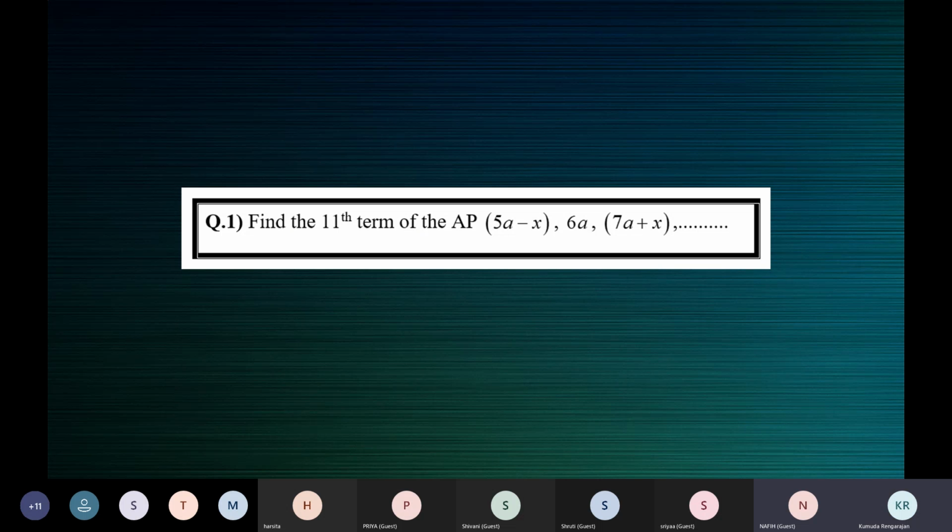I'm sure you're all trying out the sums which I've shared on WhatsApp with you. Who can tell me the answer for the first one? 15a plus 9x. Just a minute.